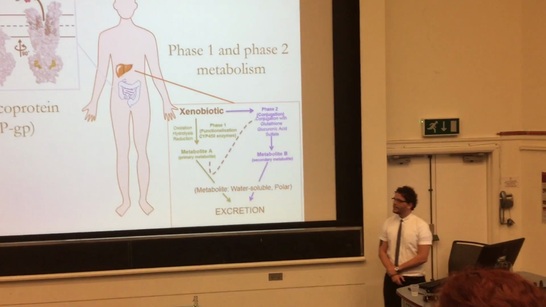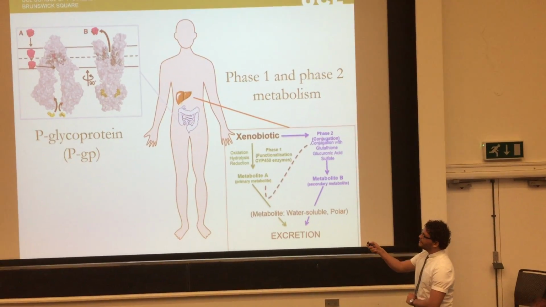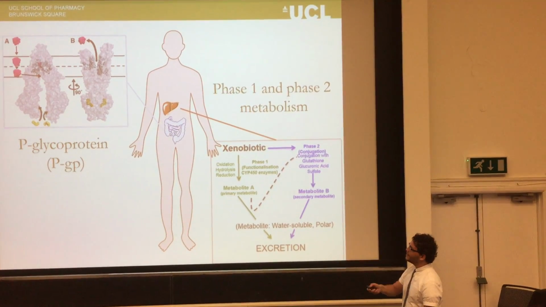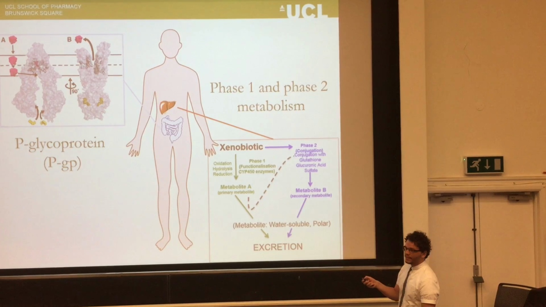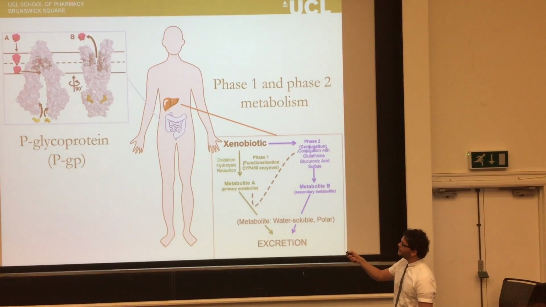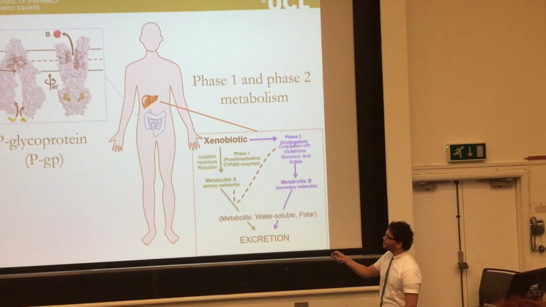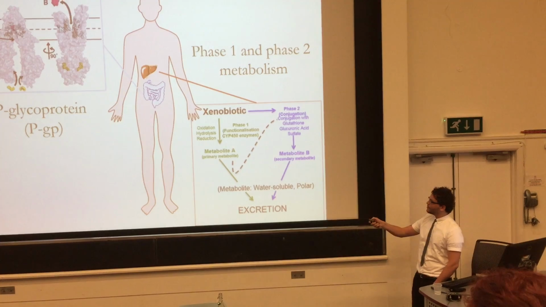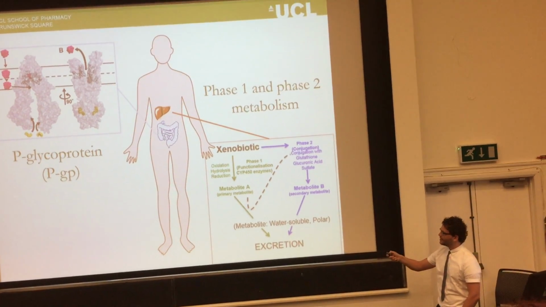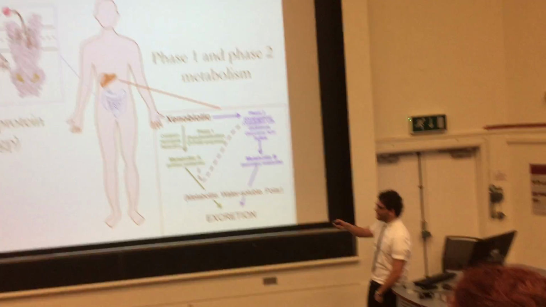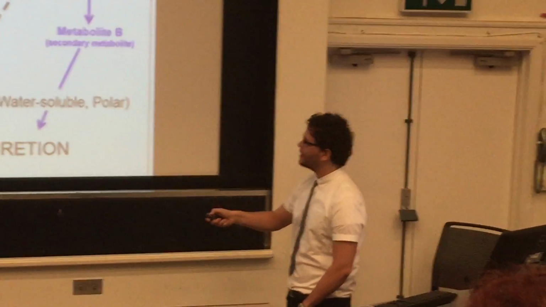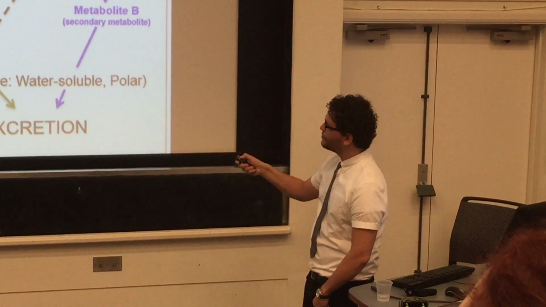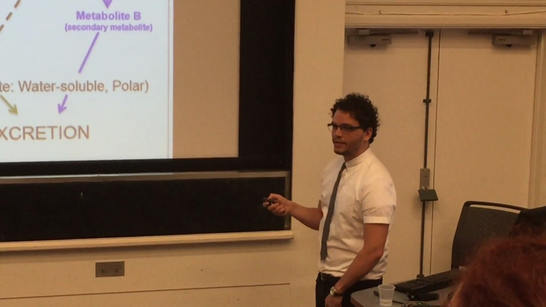In case of medicines, when a xenobiotic enters the body, it needs first to cross the membrane, and then it is going to face the first challenge. That's the P-glycoprotein. The P-glycoprotein can actually pump this xenobiotic back out to the lumen. And if for any reason this xenobiotic is able to cross this first barrier, then it enters the enterohepatic system, and then a series of reactions is going to happen in the liver in order to metabolize it.